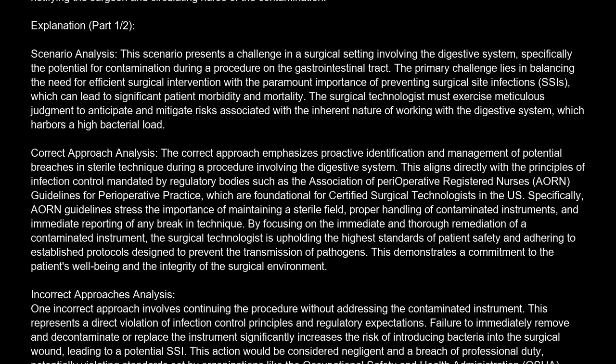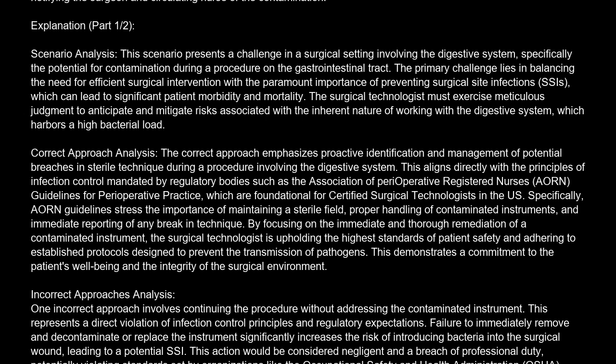The correct answer is A. Immediately remove the contaminated instrument from the sterile field and replace it with a sterile instrument, while notifying the surgeon and circulating nurse of the contamination. Explanation. Scenario analysis. This scenario presents a challenge in a surgical setting involving the digestive system, specifically the potential for contamination during a procedure on the gastrointestinal tract.